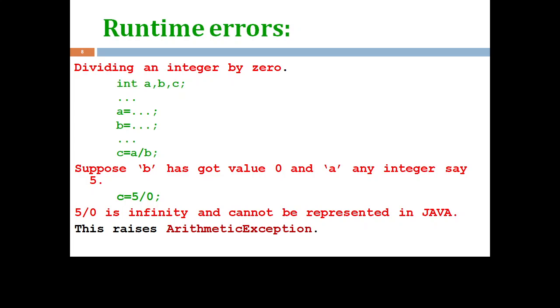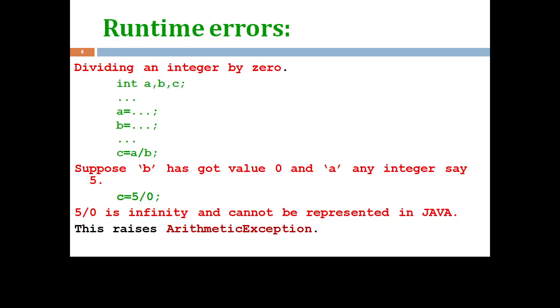I have given an example here. Go line by line. Three variables we have declared there: A, B, C, all are integers. A is equal to some value, B is equal to some value, and C is equal to A divided by B, written somewhere in the program.